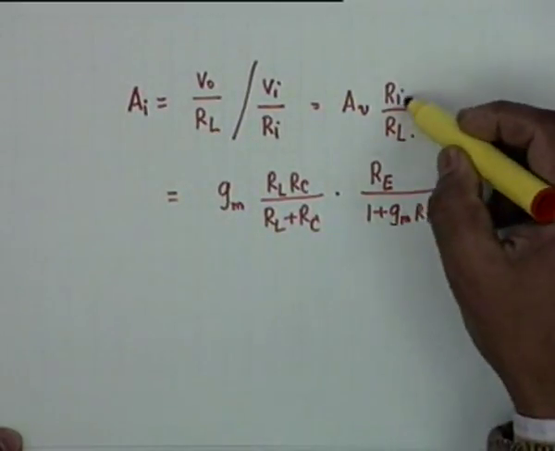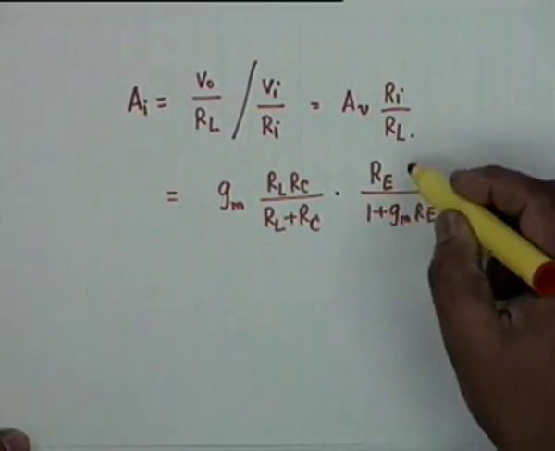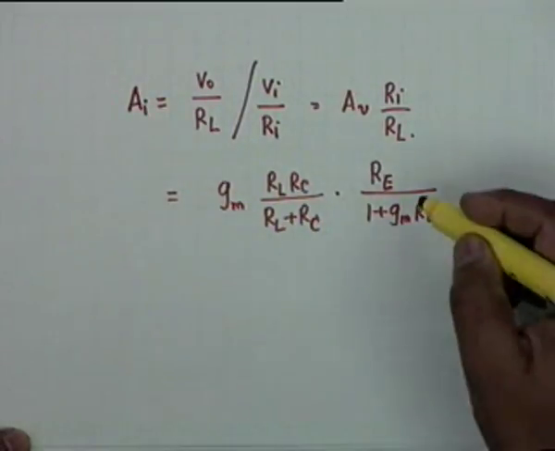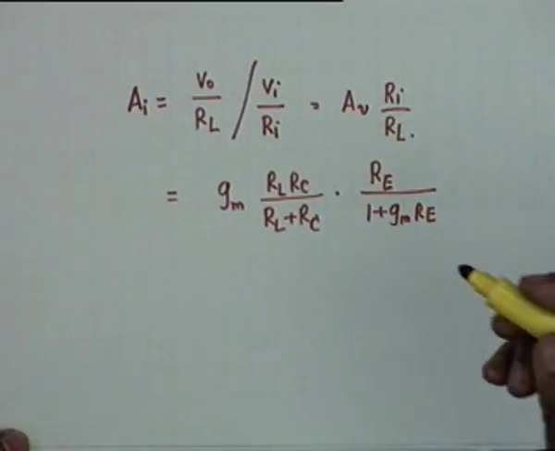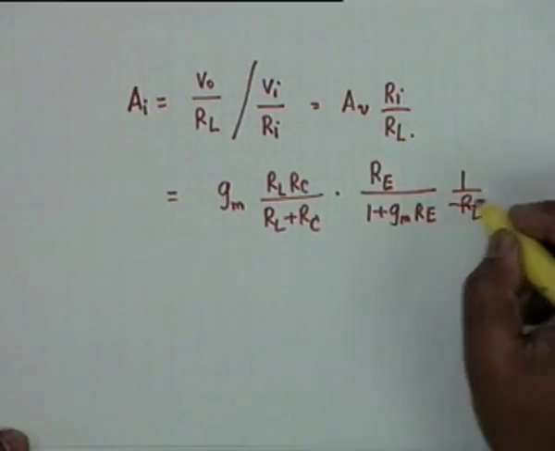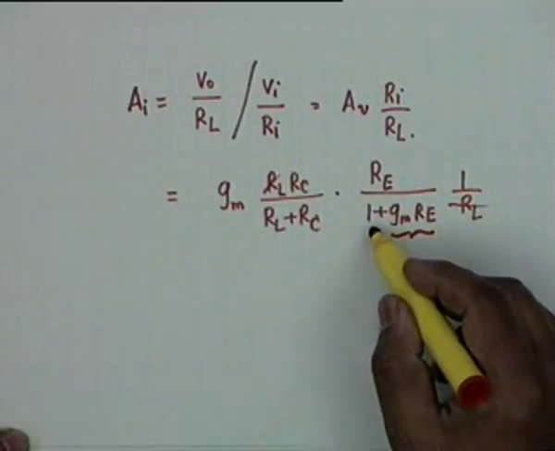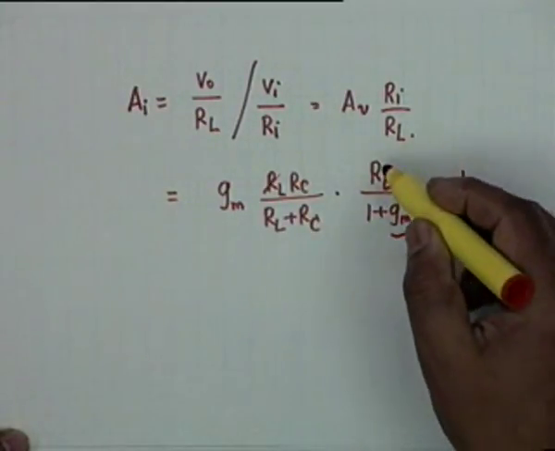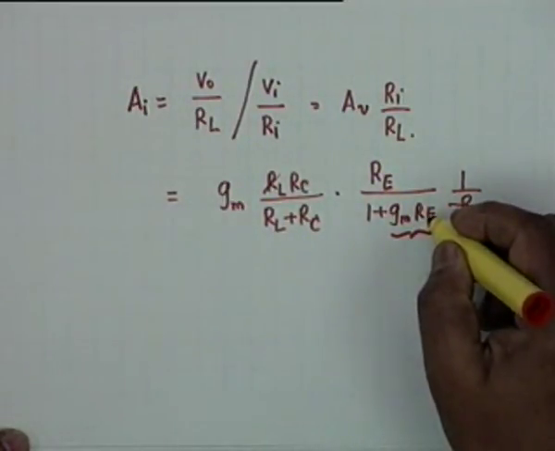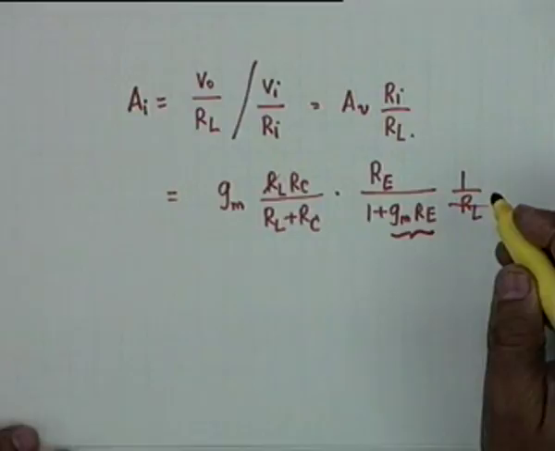Agreed? RI, the input resistance, we have just shown, is the parallel combination of RE and 1 by GM. This is the expression, RE into 1 by GM divided by RE plus 1 by GM. This is the simplification. And you have to divide by RL. So RL and RL cancel. GM RE is usually much greater than 1, and therefore what is left here is 1 by GM.